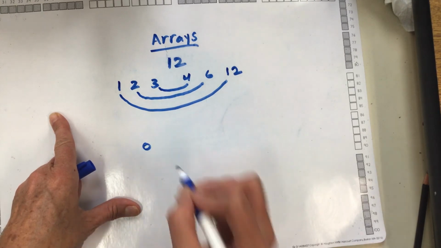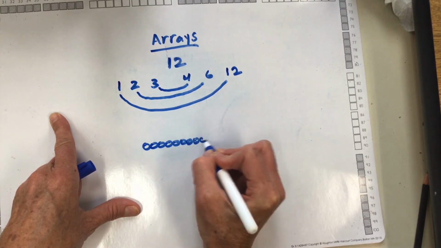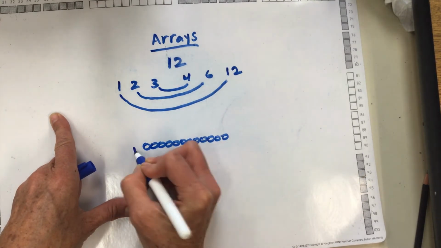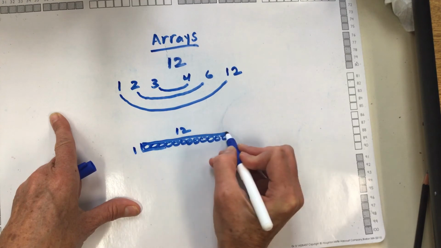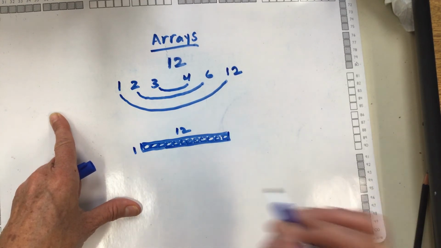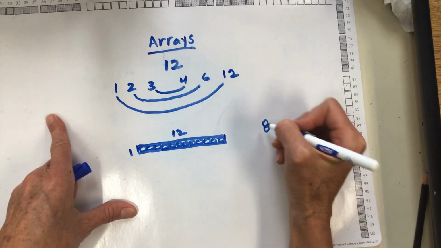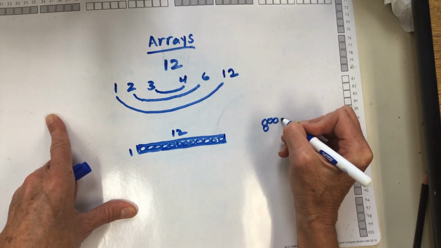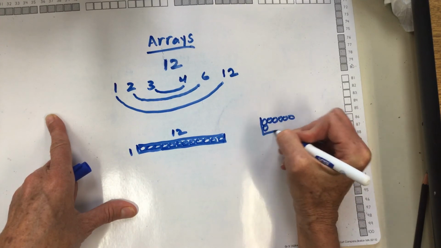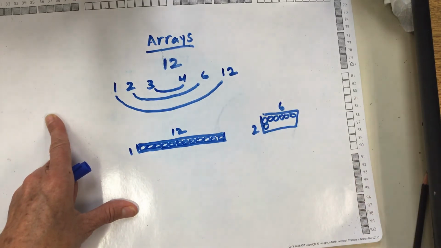Okay, so there's one row of 12. 1, 2, 3, 4, 5, 6, 7, 8, 9, 10, 11, 12. There's my 1 by 12. Remember, it's really long and skinny because there's only one row. And then I'm going to have a 2 by 6. So I'm going to have 2 rows, and I'm going to have 6 in each row. So 1, 2, 3, 4, 5, 6. I'm going to make sure I always label my array. So I can make a 2 by 6.